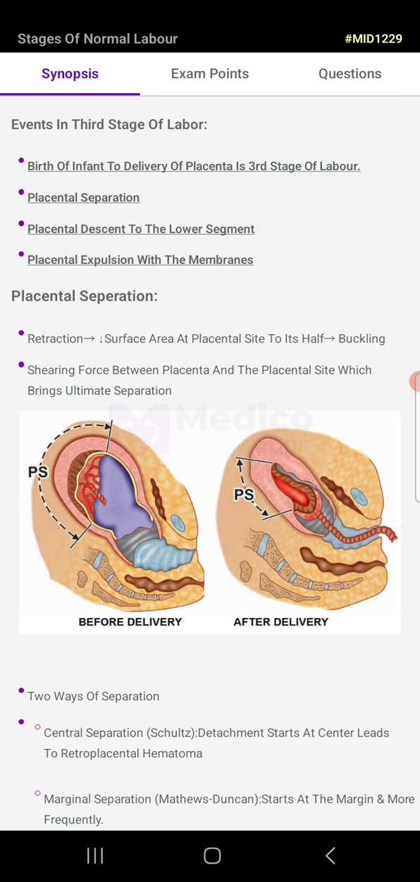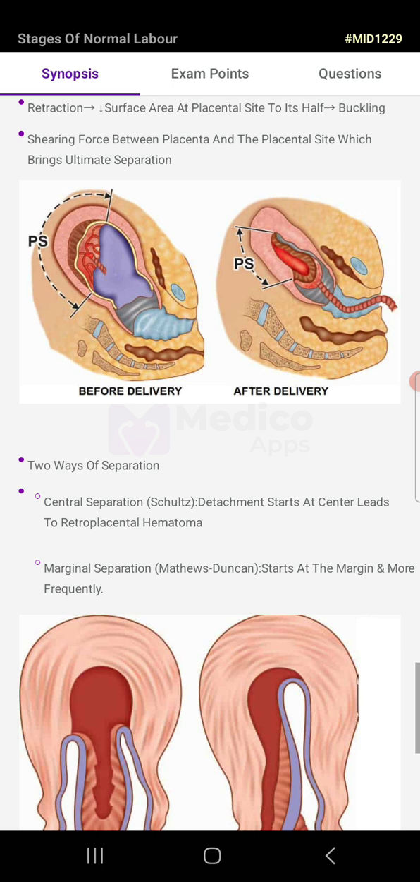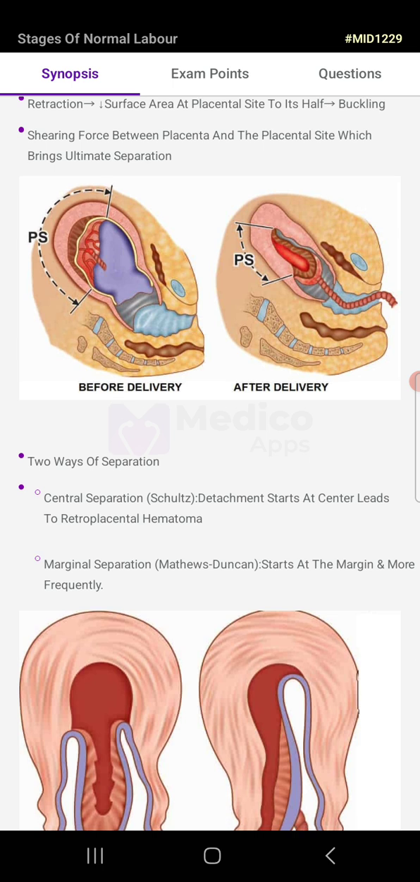Placental separation: placental descent to the lower segment, placental expansion with the membranes. Retraction reduces the surface area of the placental site to half, causing buckling and shearing force between the placenta and the placental site, which brings the ultimate separation. Two ways of separation: central separation, in which detachment starts at the center and leads to retroplacental hematoma.